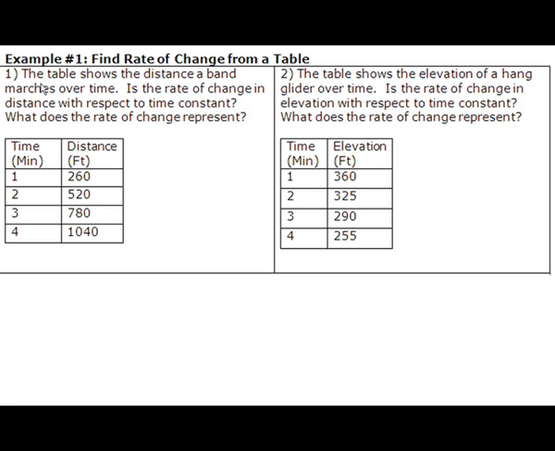If we look at example 1, it says the table shows the distance a band marches over time. Is the rate of change in distance with respect to time constant? What does the rate of change represent? The way I find the rate of change is I look at the change in x and the change in y from one point to another in my table. From 260 to 520, I'm going up 260. From 520 to 780, I'm going up 260. From 780 to 1040, I'm going up 260.